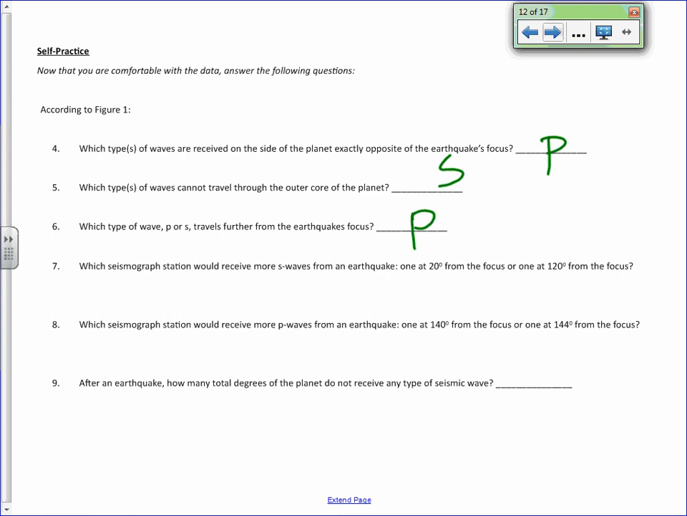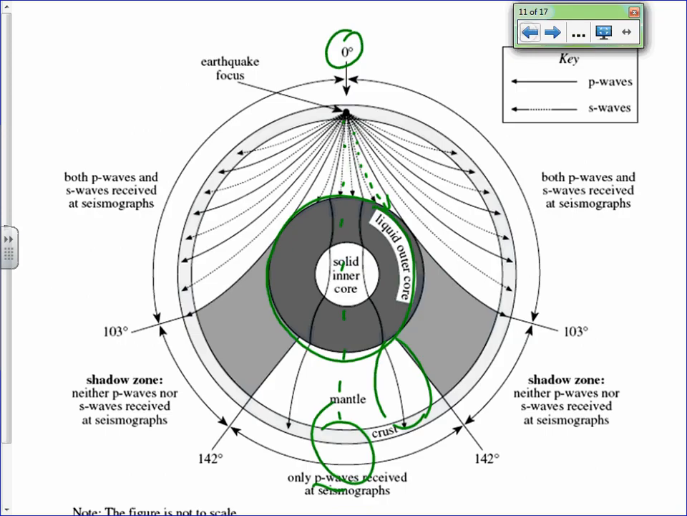Now we get to question number 7 about different seismographs at different stations. If you have a seismograph at 20 degrees and a seismograph at 120 degrees from the focus, which one would receive more S waves? 20 degrees. Why do you say 20 degrees? Because if you estimate, you put it around the area of 20, which is closer to 0, and then the other one is between 142 and 103, and see which waves hit that area the most.